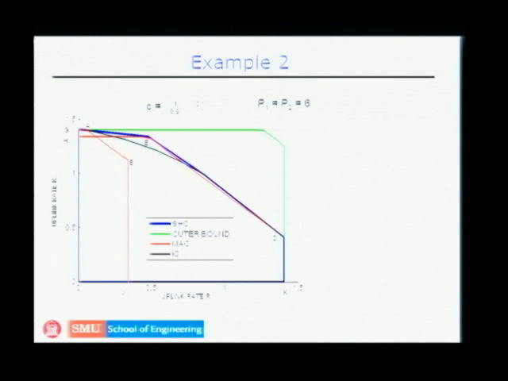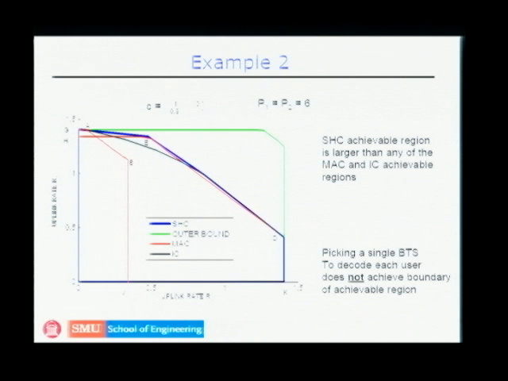So what does it mean? Basically, the SHC achievable region is larger than any of the MAC and IC achievable regions. What that means is, if you pick a single base station to decode each user, it does not achieve the boundary of the achievable region. You might have to send a non-zero rate of information to both base stations.